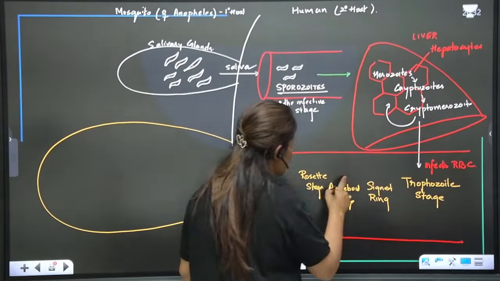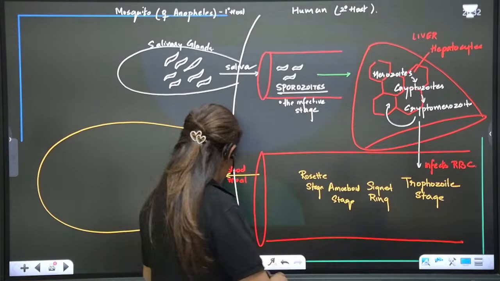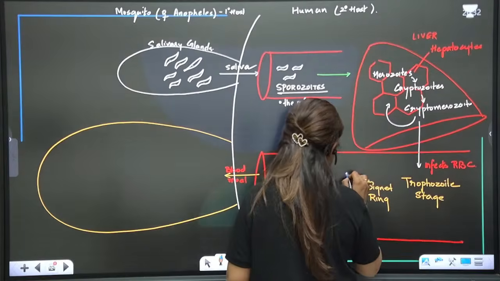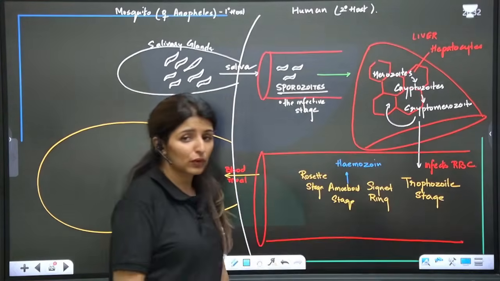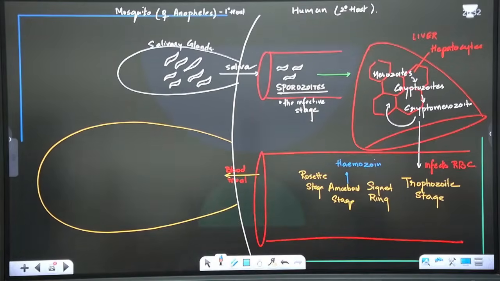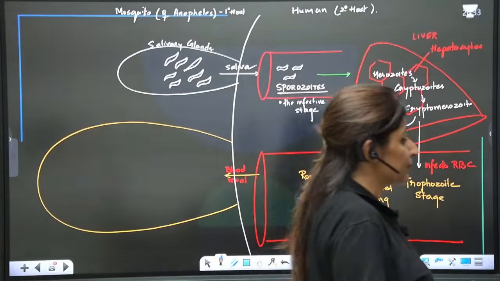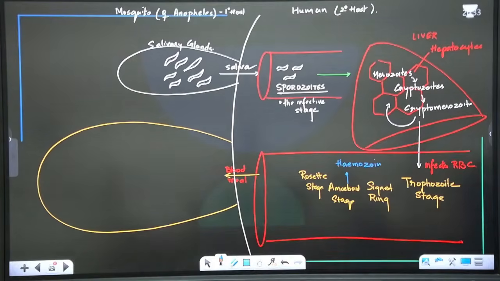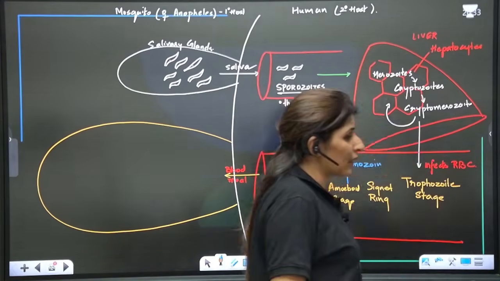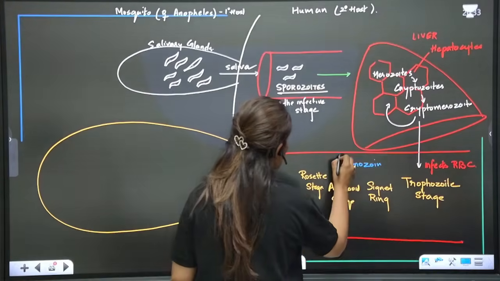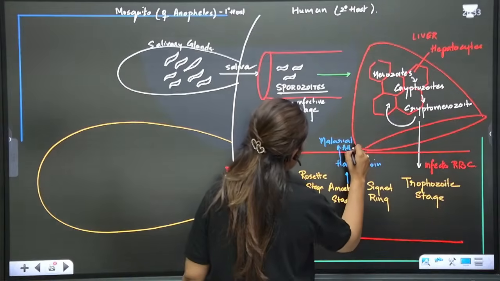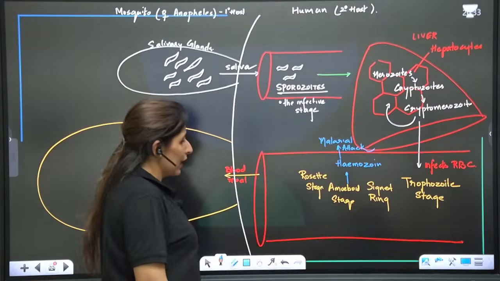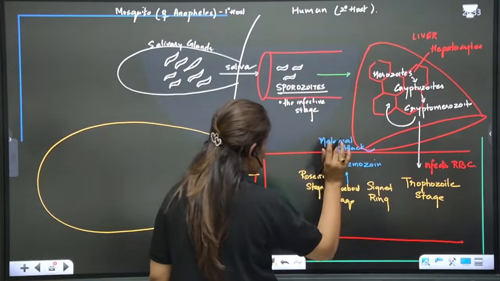Now see here, it is during this amoeboid stage that it releases hemozoin. This stage is going to release hemozoin. So hemozoin will cause a malarial attack. And after the rosette stage, guys, there will be some cells formed.